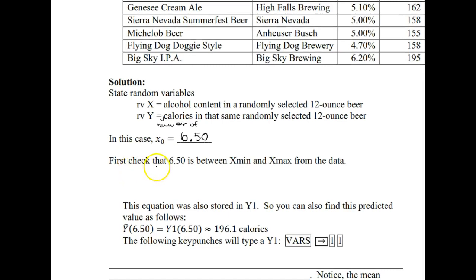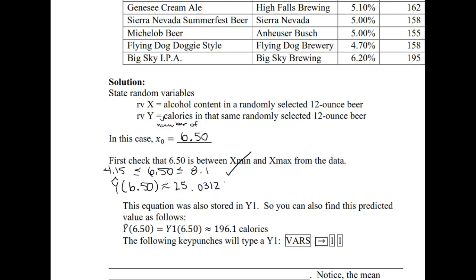First we need to check that 6.5 is between the X min and X max. So we need to check if this is between 4.15 and 8.1. And it is, so that means it's a legal value to plug into this particular equation. Now we're going to take y hat, and in place of x, we're going to put 6.50.